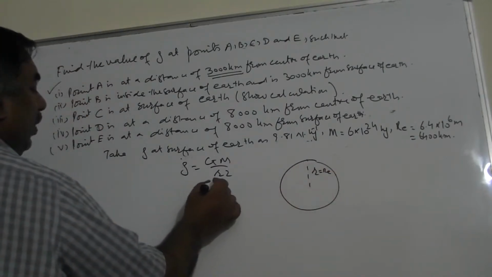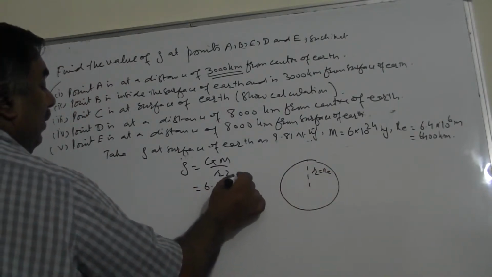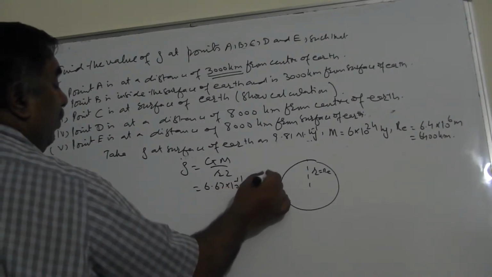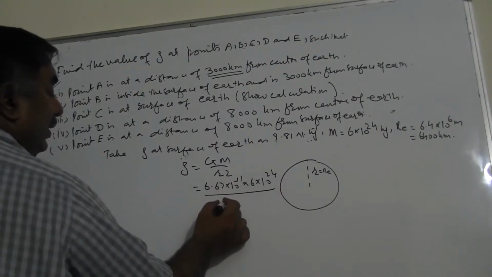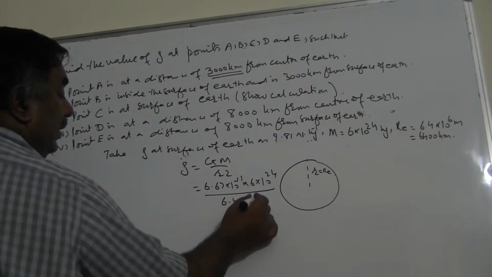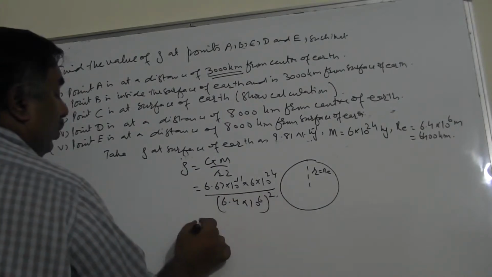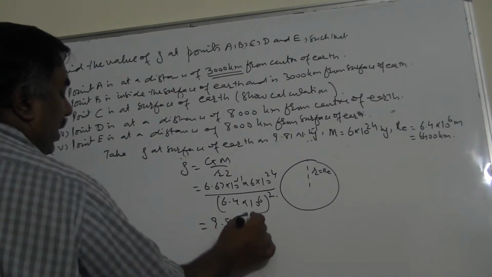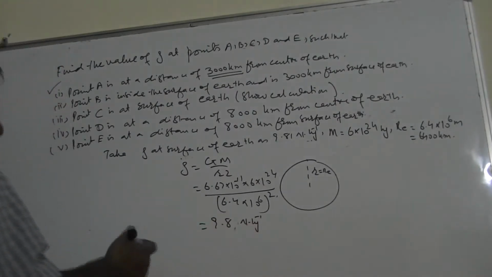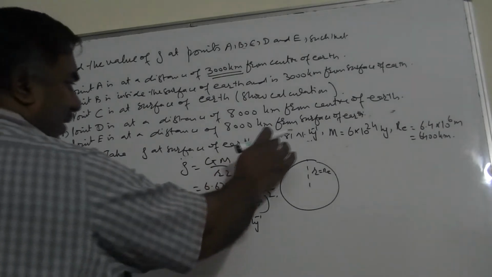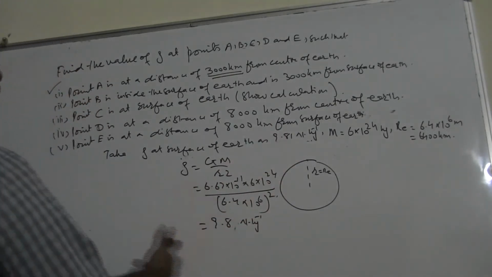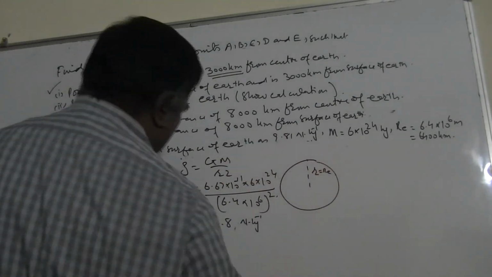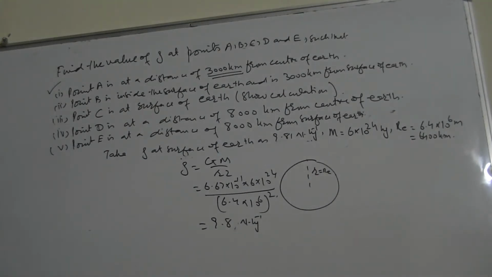So this will be 6.67 into 10 power minus 11, mass of Earth 6 into 10 power 24, upon 6.4 into 10 power 6 whole square, and the value is almost coming out to be 9.80 newtons per kg, or 9.8 newton per kg up to two significant figures. It's not coming exactly 9.81 because we have used approximate values as given. So it's almost 9.81 newton per kg, and it comes out to be 9.8 newton per kg at the surface of the earth.